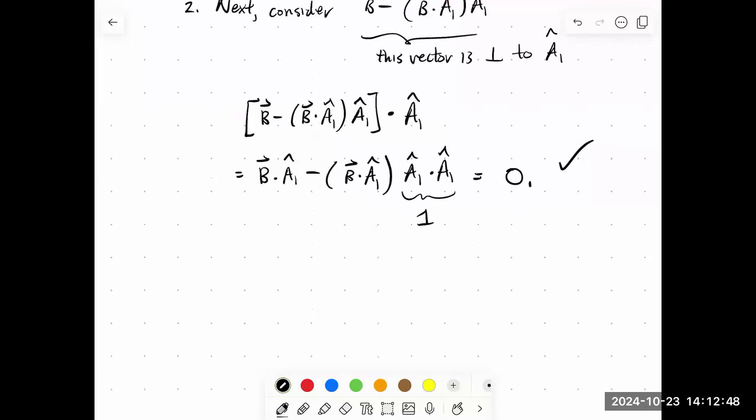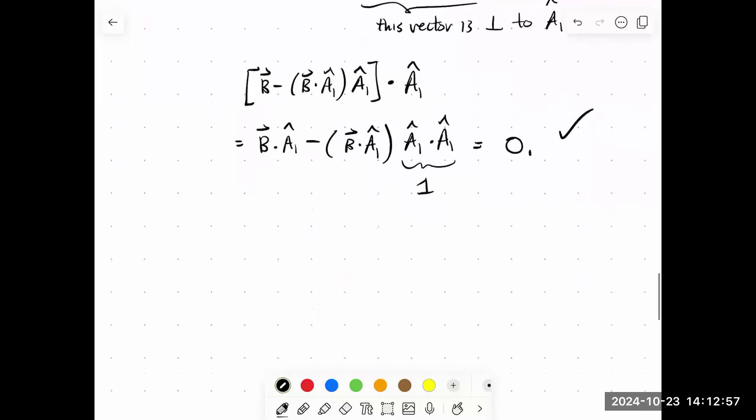Now there's no guarantee that the length of this new vector is 1, so it may not be a unit vector. Let's define A2 vector as this thing we constructed, which is perpendicular to A1 hat. And what would we do if we wanted this thing to have a length 1? How would you ensure that?